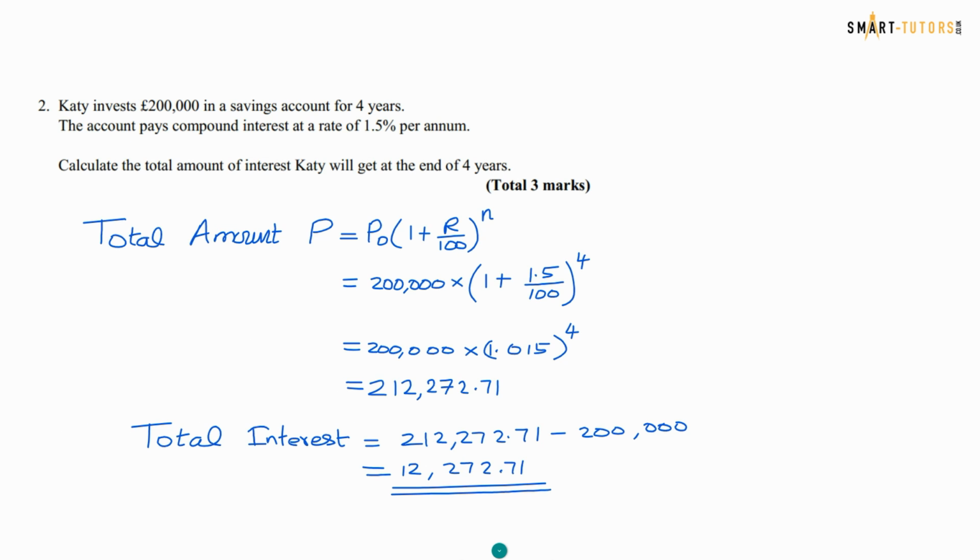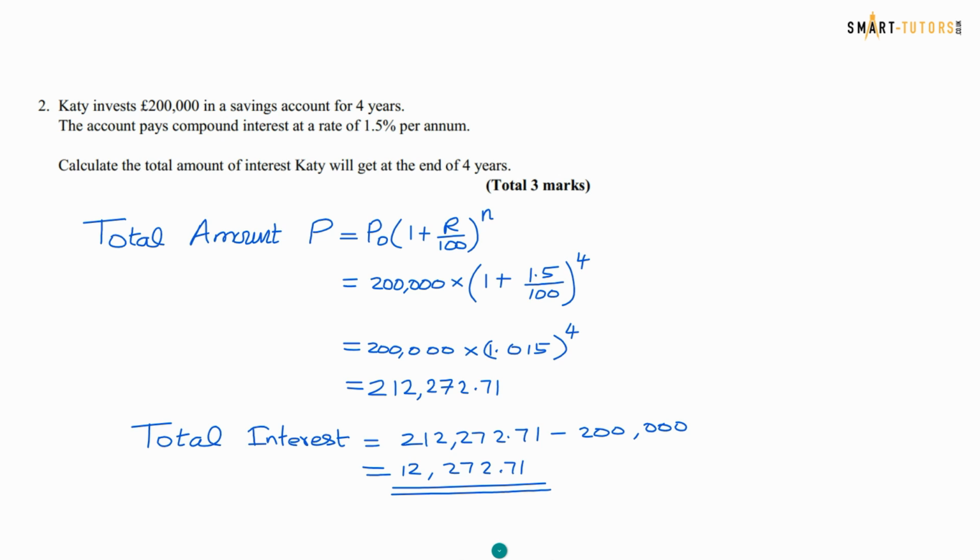Question number 2. Cathy invests 200,000 in a savings account for 4 years. The account pays compound interest at a rate of 1.5% per annum. Calculate the total amount of interest Cathy will get at the end of the 4 years. For the total amount, you must understand the compound interest formula: P equals P naught times (1 plus R over 100) to the power n. P naught is the initial amount, R is the rate and n is the number of years.